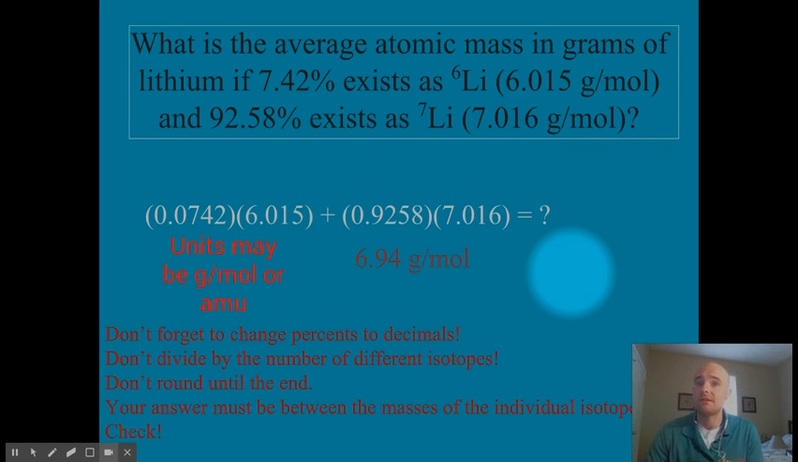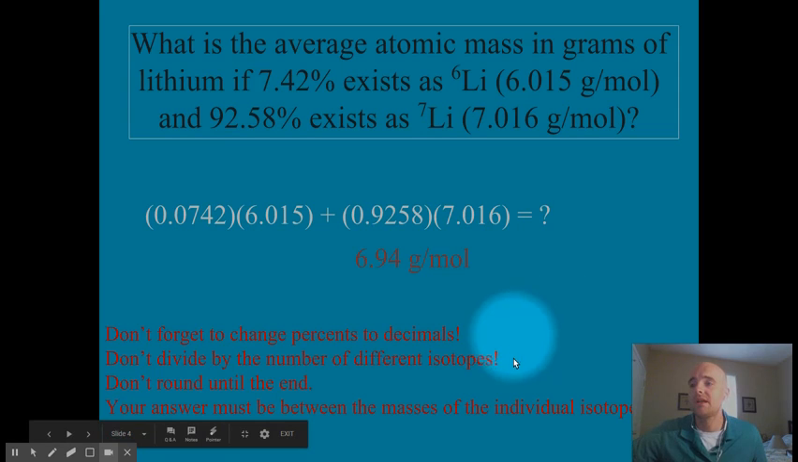So check the periodic table, look for lithium. Is it close to 6.94? If it is, you are right. You know you have the right answer. Don't forget these things at the bottom. Don't forget not to round until the end.